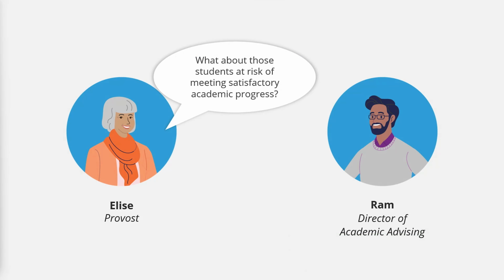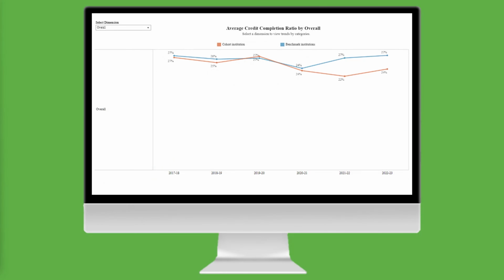Elise asks to see the results for students who are at risk of meeting their institution's satisfactory academic progress. So Ram resets the dashboard and filters to students with GPAs less than 2.0. They find their institution and their comparison institutions had similar credit completion ratios until 2020-21. Then a 5 percentage point gap occurred. That gap narrowed to 3 percentage points in 2022-23.